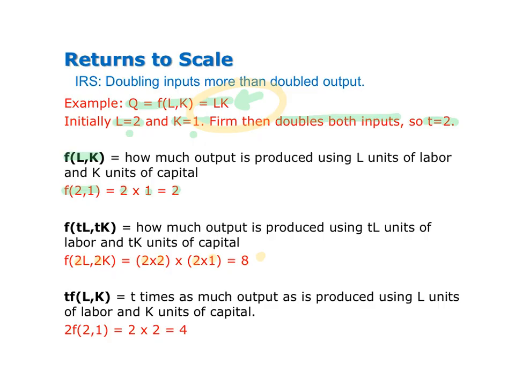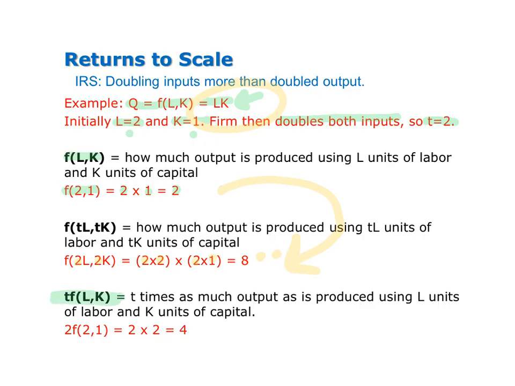Now remember, when before inputs were doubled, output was 2. After inputs are doubled, output is 8. So in this scenario, when the manager walks in and says, we're going to double all of the inputs, twice as many workers, twice as much capital, what we see is output going from 2 to 8. That's an increase of a factor of 4. So here, doubling the inputs quadrupled the output.